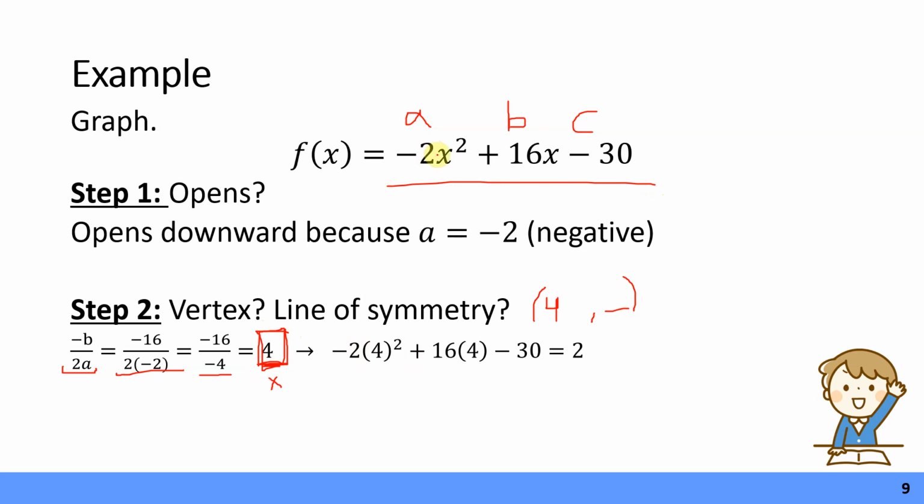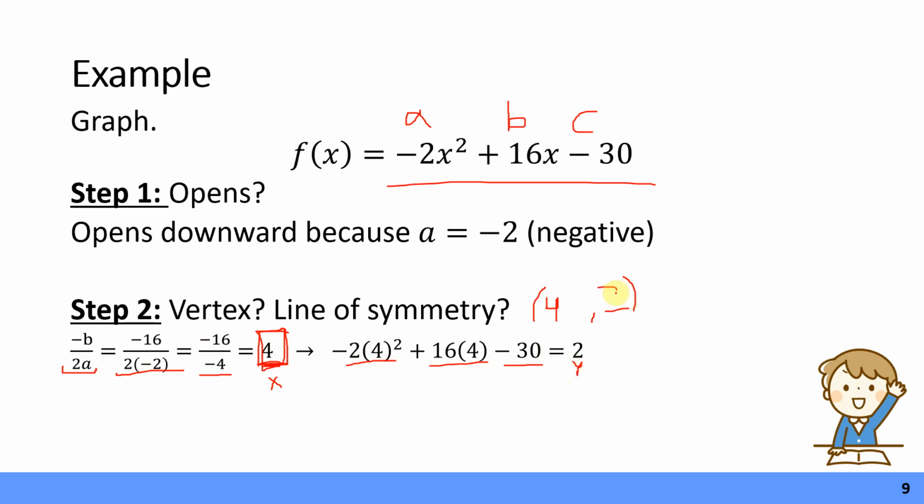So I'm going to have negative 2 times, instead of x, I'm going to put a 4. So negative 2 times 4 squared, plus 16, and instead of the x, I'm also going to put a 4. So 16 times 4, minus 30. Okay, so that's all you have to do. Use the formula to get the first value. Input that value back into the formula, and that's how you're going to get your y value.